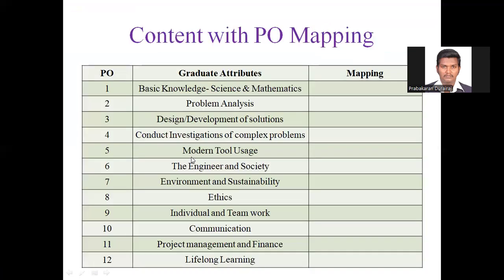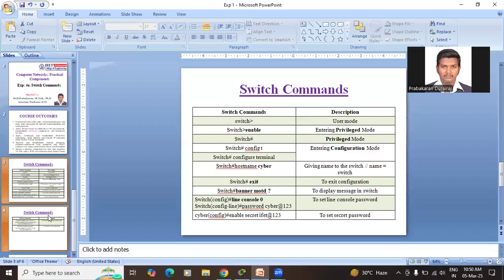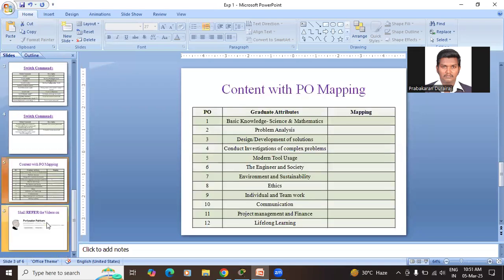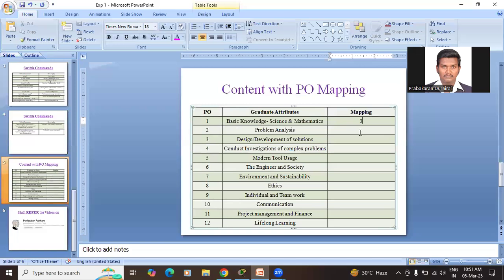Coming to the PO mapping for this particular experiment: whether we gained some basic knowledge, of course yes. Whether we can analyze problems, moderately. Whether we have designed or developed any solution here, maybe, so I'm giving moderate. Can we conduct investigation on complex problems? We have not used any data here, so it is not mapping. Whether we used any modern tool, yes, we used Cisco Packet Tracer, so strongly mapping.